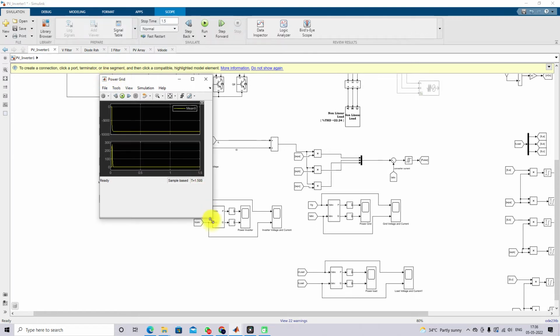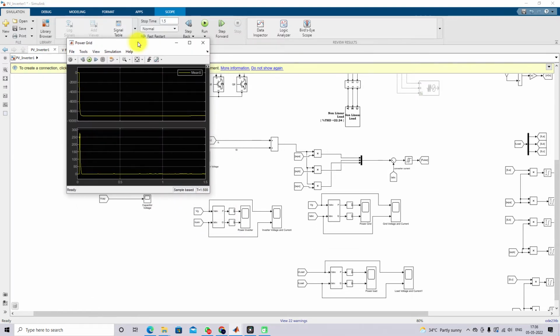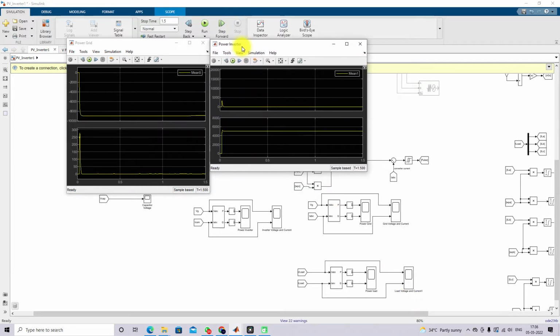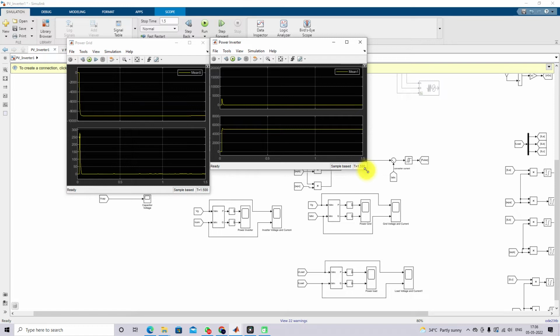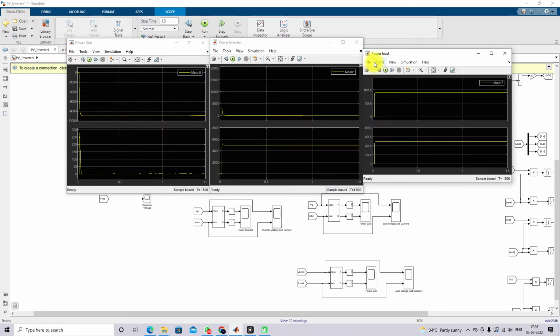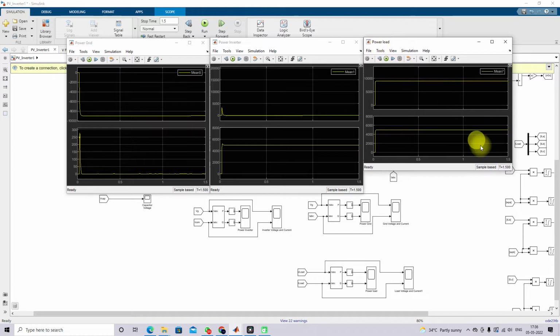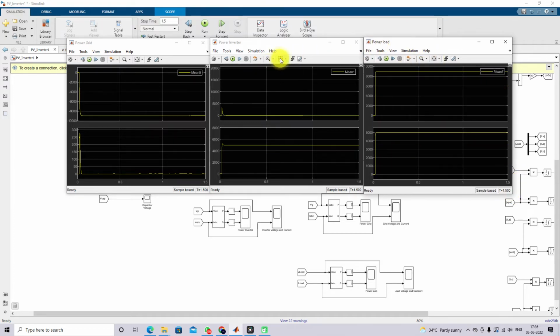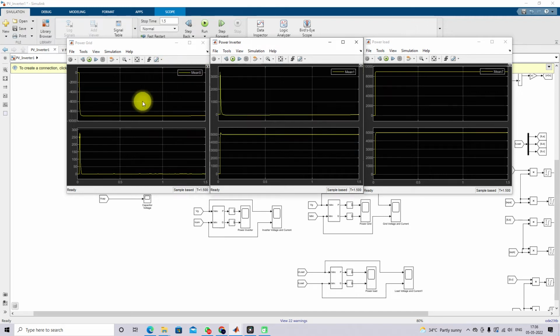Yeah, this is the power of the grid, and then the power of the inverter, and then the power of the load. Okay, so here you will see the difference. Here the power of the grid is negative.